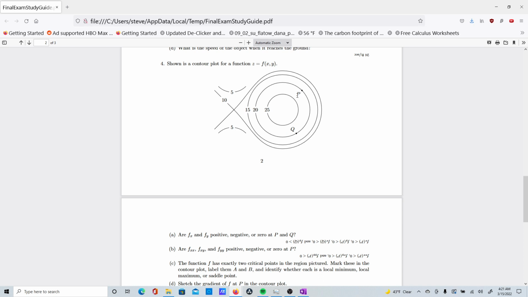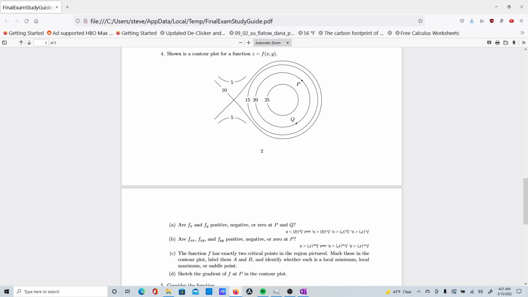Similarly, fy is in the upwards direction. Going from P a little bit upwards, hopefully you can see this well, you're going from 20 towards lower elevation, so that's negative as well. And yeah, that's all there is to that one.